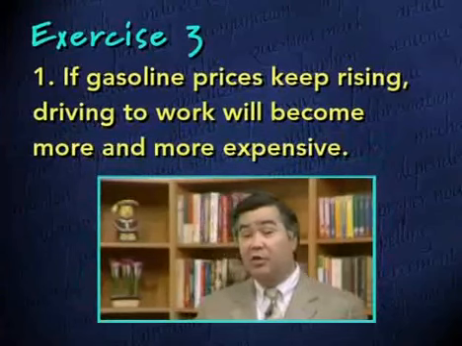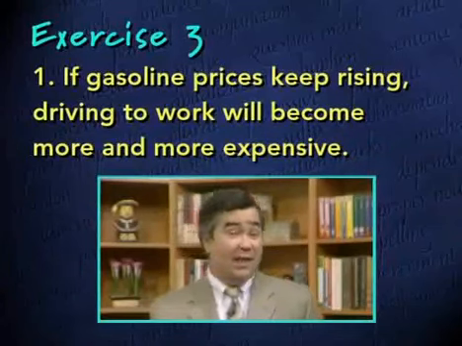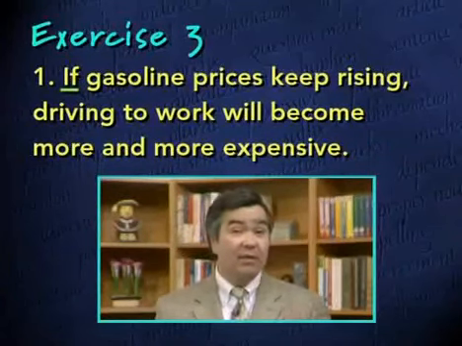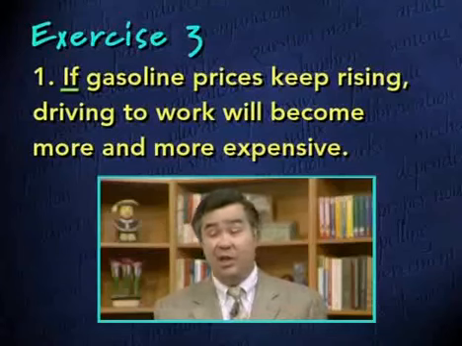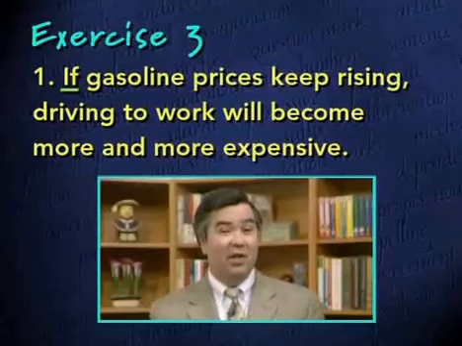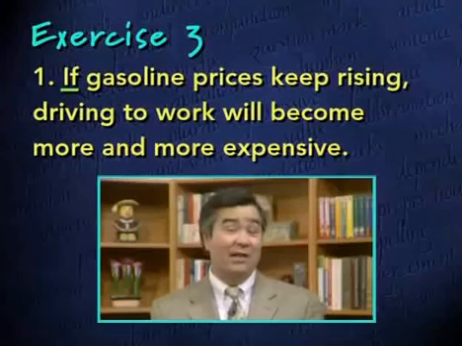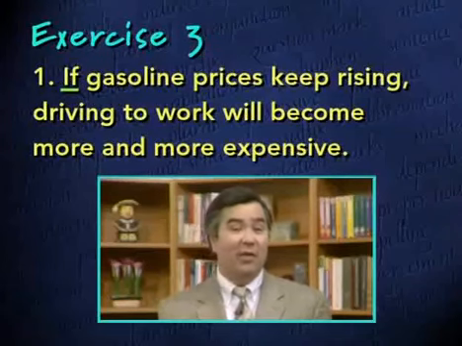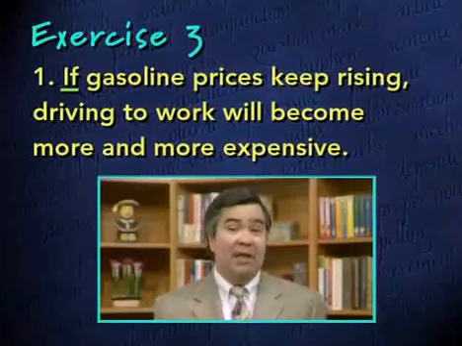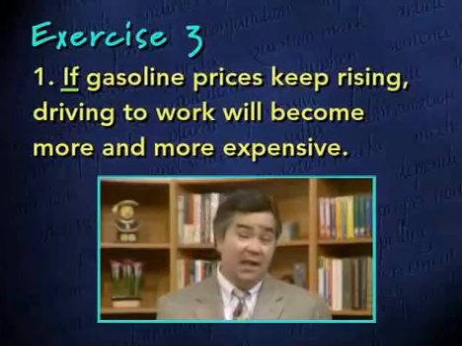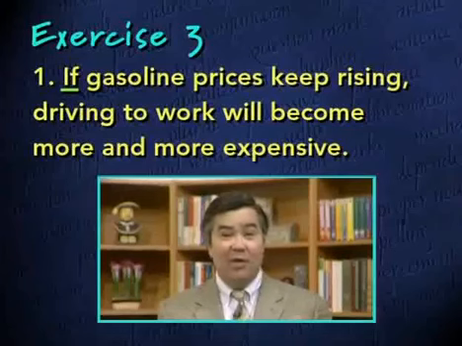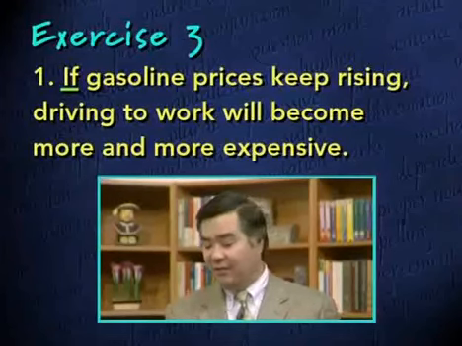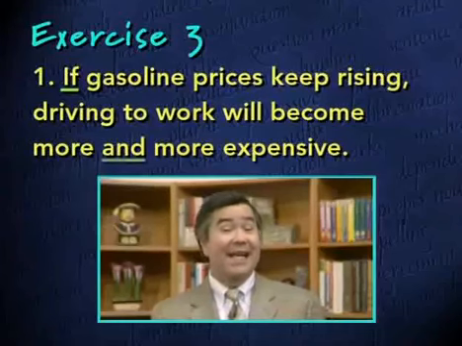Well, there are two conjunctions in this sentence. The sentence begins with a subordinating conjunction, if. That's one of the most common subordinating conjunctions. It introduces a clause which is a subordinate clause, a clause that can't stand alone as a sentence. If gasoline prices keep rising, that can't stand alone as a sentence. It's a subordinate clause, and the word that introduces it is a subordinating conjunction, if. The other conjunction is and.